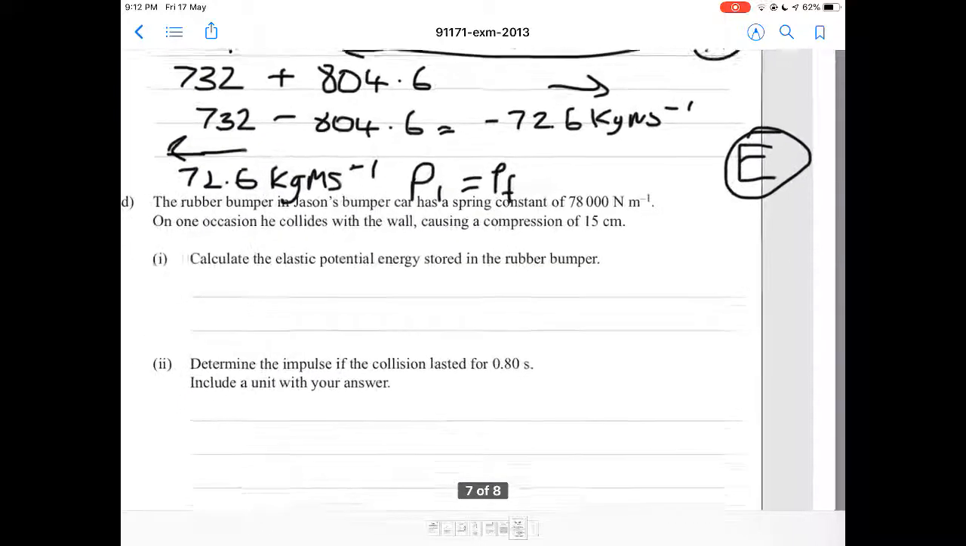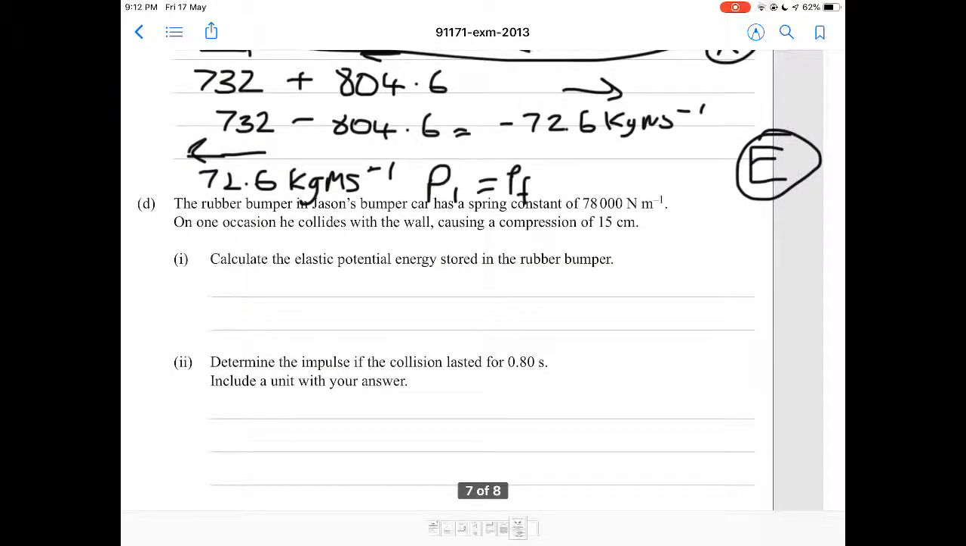Okay. The rubber bumpers in Jason's bumper car have a spring constant of 78,000 newtons per meter. On one occasion, he collides with the wall, causing a compression of 15 centimeters. Calculate the elastic potential energy stored in the rubber bumper.